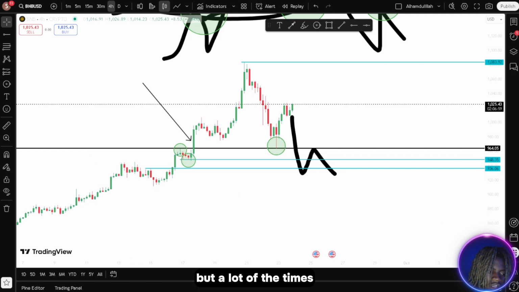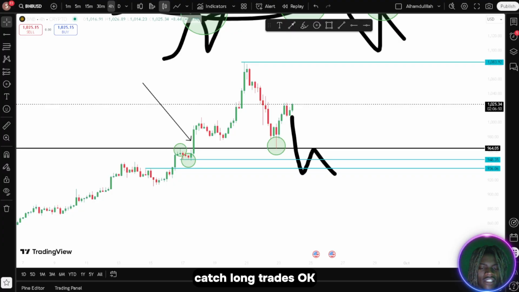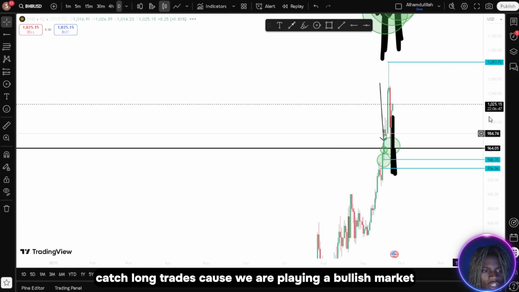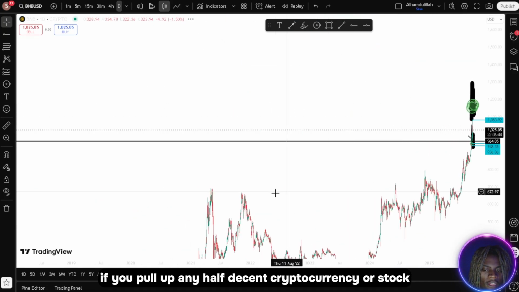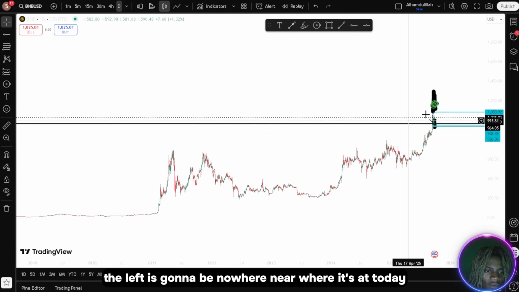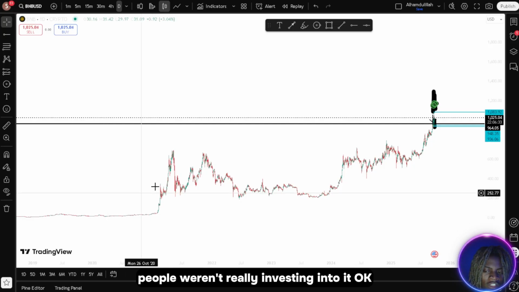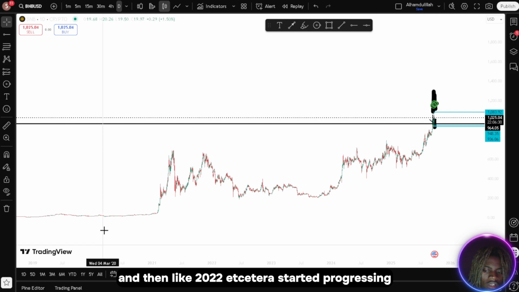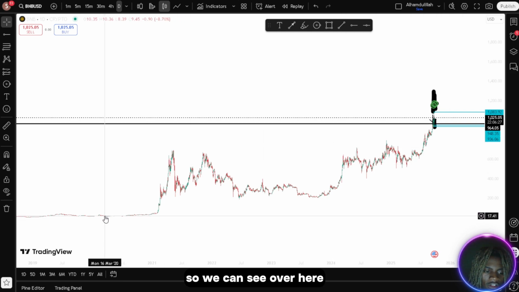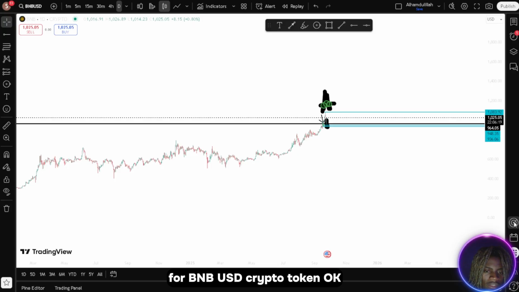A lot of the times, especially when it comes to the crypto and stock market, we want to just be playing to the point to where we can catch long trades, because we are playing a bullish market. If you pull up any half decent cryptocurrency or stock, the left is going to be nowhere near where it's at today. In 2020, crypto was still starting to bubble. People weren't really investing into it, and then 2022 and so on started progressing. We can see over here that price started at around $17 a share as of 2020, and price is now at 1,025 for the BNB USD crypto token.